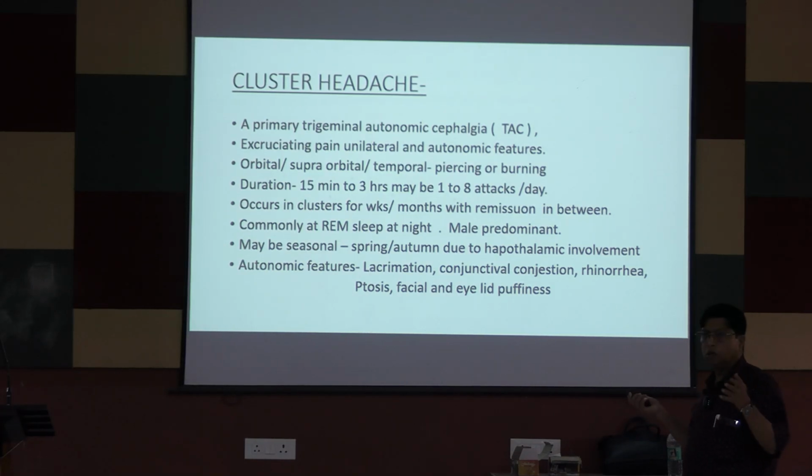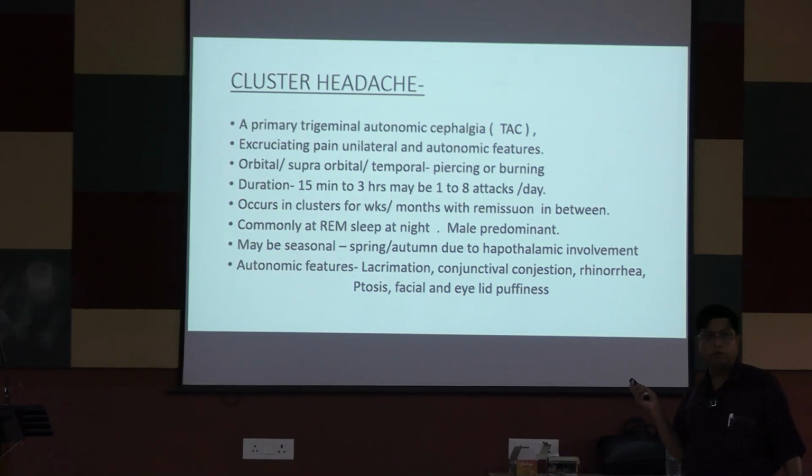Though the exact cause is not known, it is still classified under primary headache. The autonomic features are very important. Autonomic features are lacrimation, conjunctival congestion, rhinorrhea, ptosis, and facial and eyelid swelling. The autonomic features are unique to cluster headache.